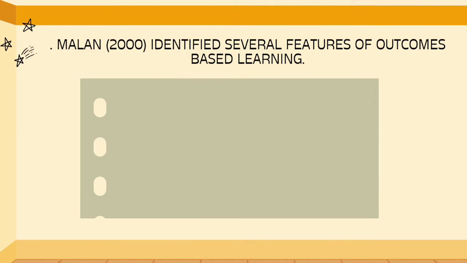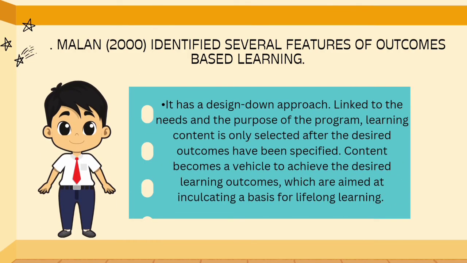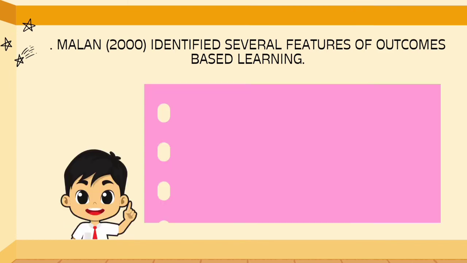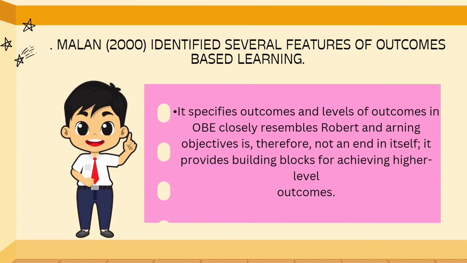Another one, it has a design-down approach. Linked to the needs and the purpose of the program, learning content is only selected after the desired outcomes have been specified. Content becomes a vehicle to achieve the desired learning outcomes, which are aimed at calculating a basis for lifelong learning. It also specifies outcomes and levels of outcomes. Learning objectives are described in terms of Benjamin Bloom's cognitive, affective, and psychomotor domains, and set according to Robert Mager's guidelines for formulating objectives.